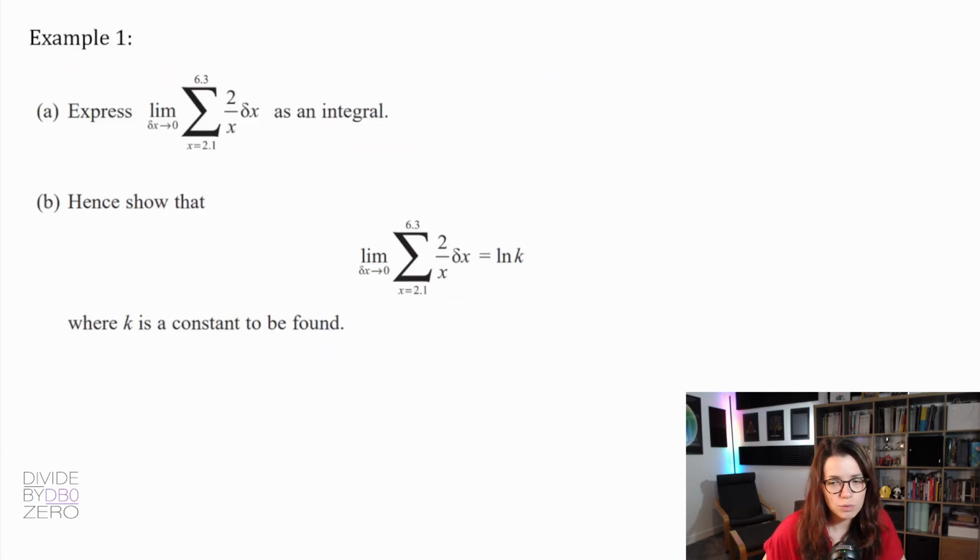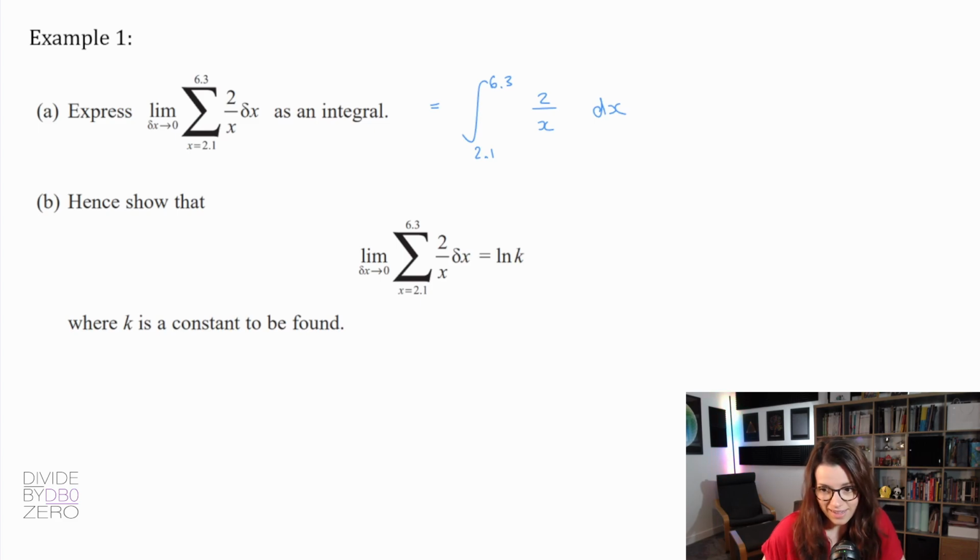So here we go. Example 1, express this thing as an integral. That can look intimidating in an exam, but it's actually pretty straightforward if you understand that this is just the same as integrating between 2.1 and 6.3. And then you copy the function 2 over x and you change delta x to dx. And that's it. We then have: hence show that this thing equals ln k, where k is a constant to be found.